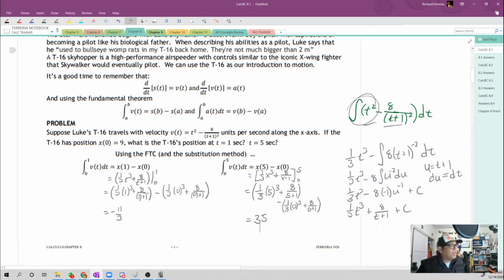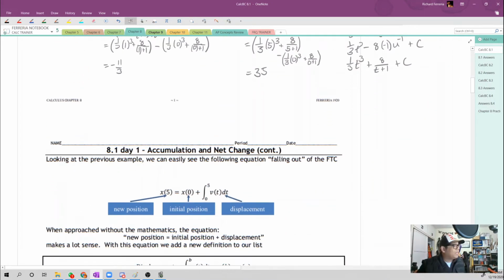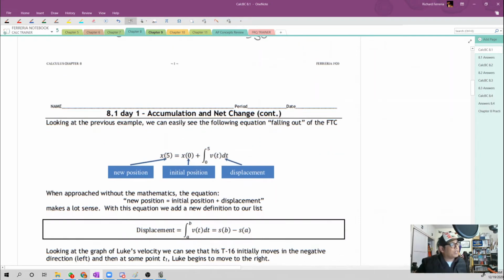All right. Now that we've looked at it that way, let's consider something else that could have happened, especially with our second problem. If we had chosen to, we could have solved here for x5. This equation, which falls out from the fundamental theorem of calculus, says that we can create a new equation for the position given an initial position and a displacement.